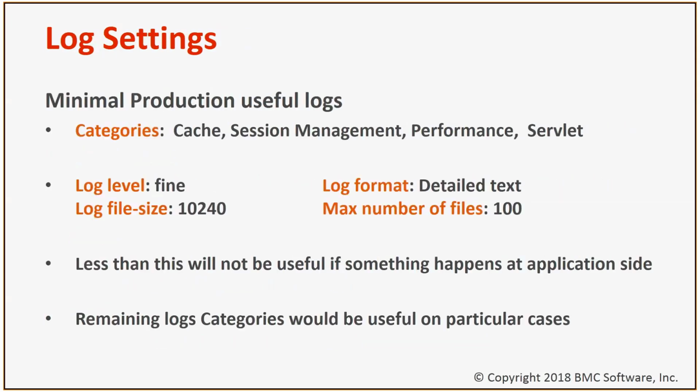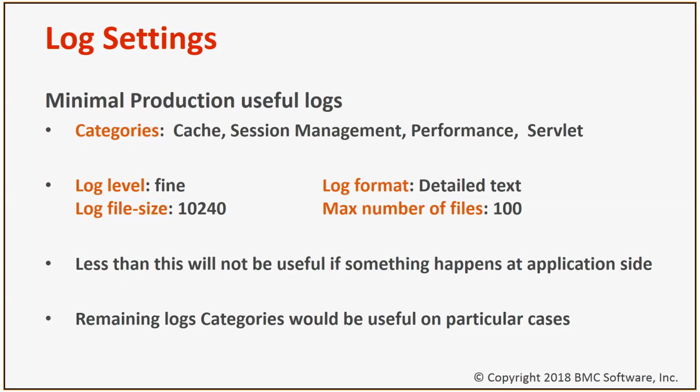Well, let's say your system is up and running, your Tomcat settings, your Java settings, your network settings are fine, and finally your cache is operational. So what would be useful if you are now in production but are afraid that something may happen, or you want to be prepared if something happens? These are the most common use categories: cache, session management, performance, and servlet.